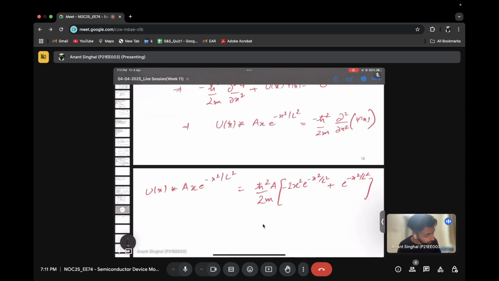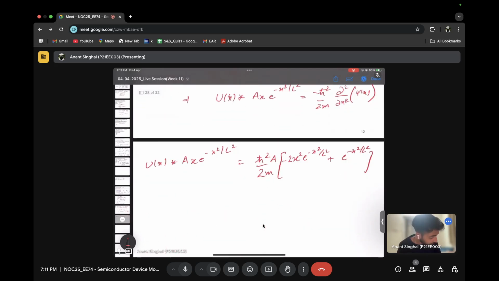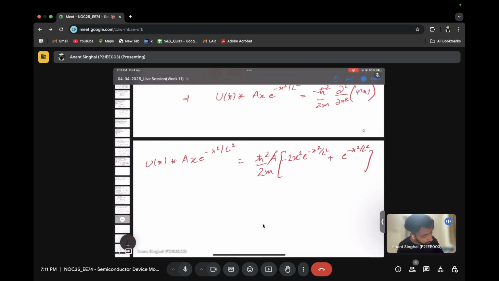Yeah, I hope so. So this A will go away. The e to the minus x square by L square will go away. What we are left with is, okay, let me check.